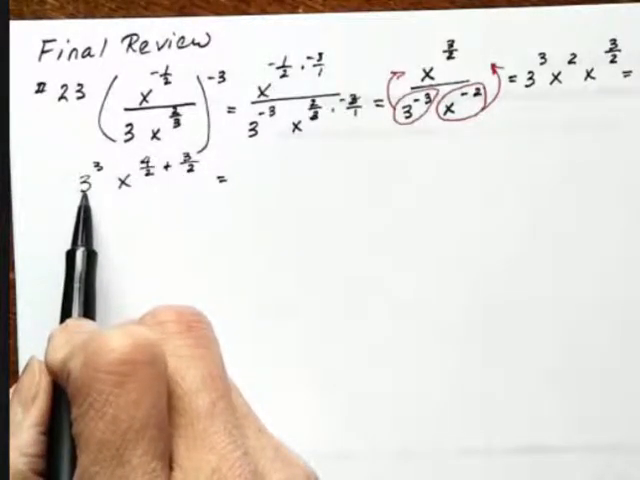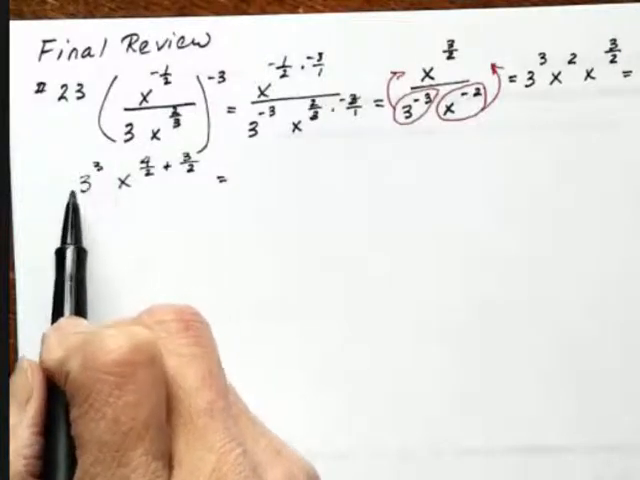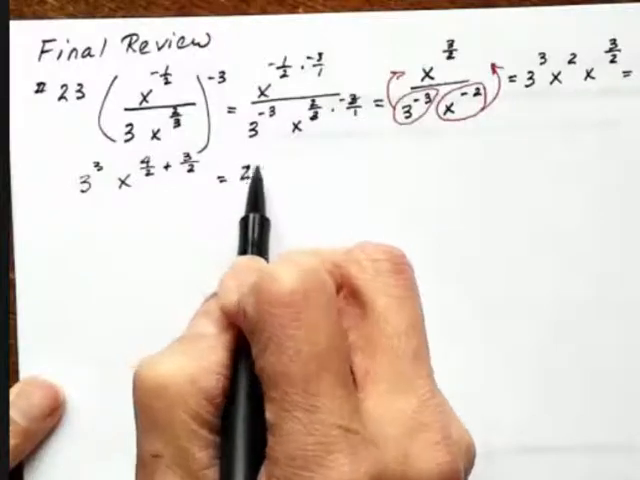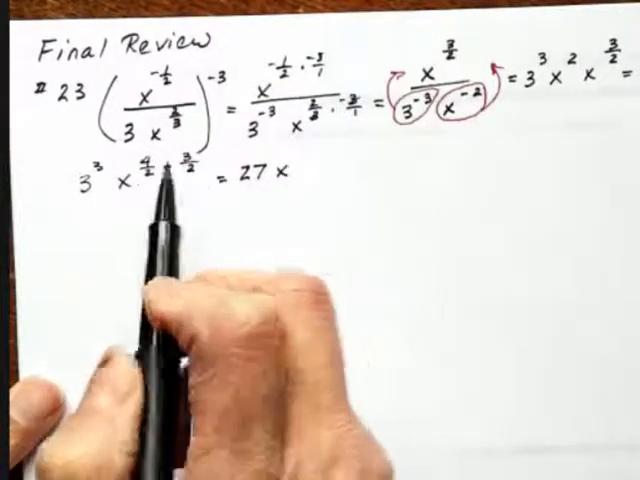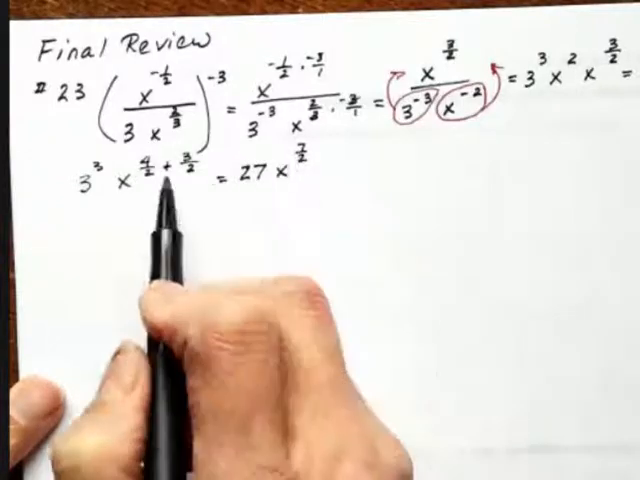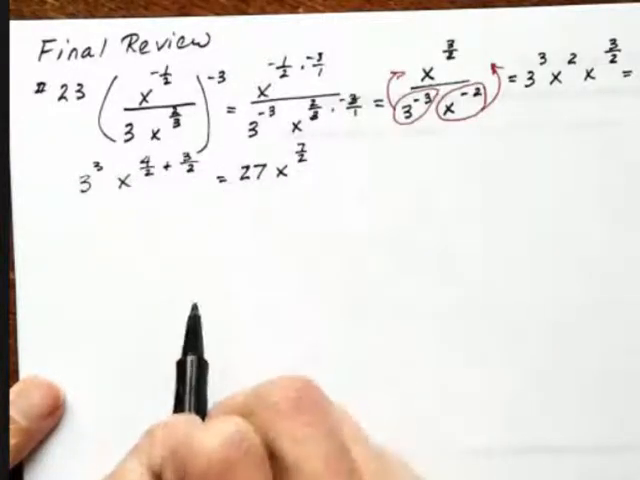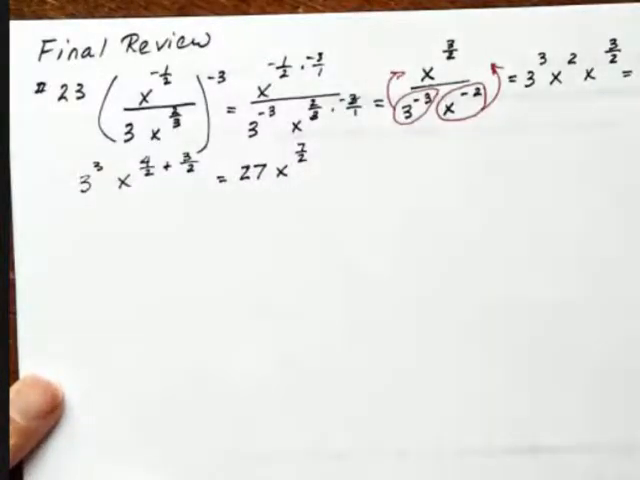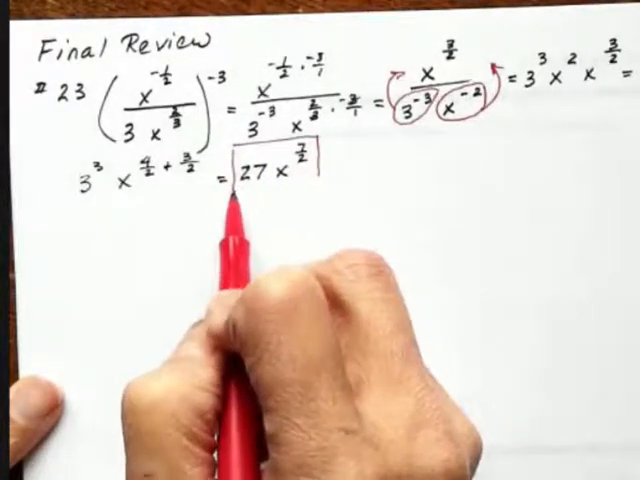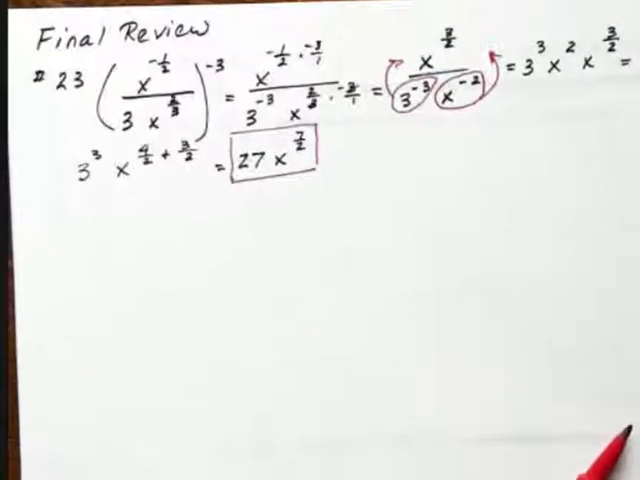I'm going to multiply out my 3 to the 3rd. Remember, this is 3 times 3 times 3, which is 27. X, and then I'm going to add my exponents. Since I have the same denominator, I just add the numerators, and it becomes 7/2. So my answer for number 23 is 27 x to the 7/2.